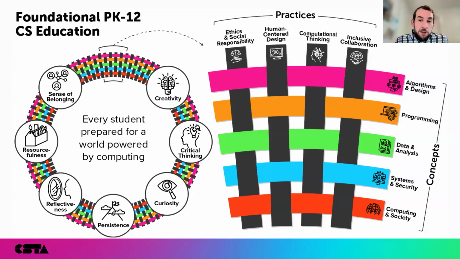The five horizontal colored bands represent the concepts that organize the content. Those are algorithms and design, programming, data and analysis, systems and security, and computing and society. There are four interwoven vertical black bands, and these represent categories of practices. And again, the practices are the skills or behaviors that students develop. Those practices are ethics and social responsibility, human-centered design, computational thinking, and inclusive collaboration.